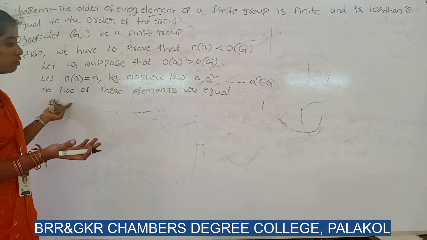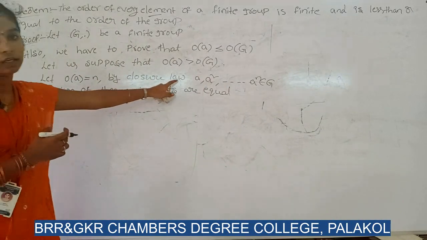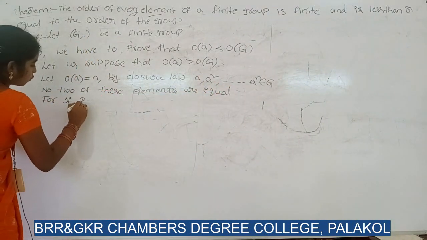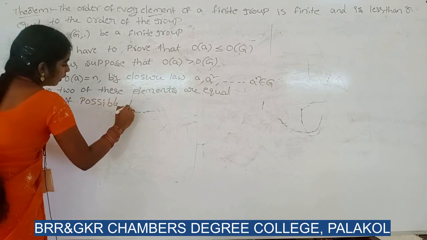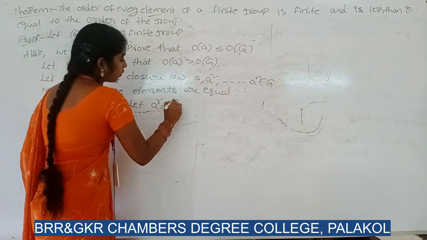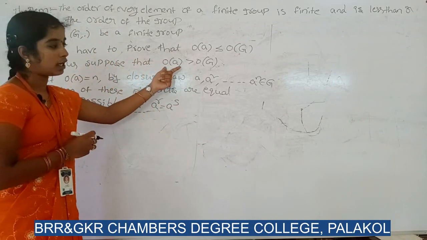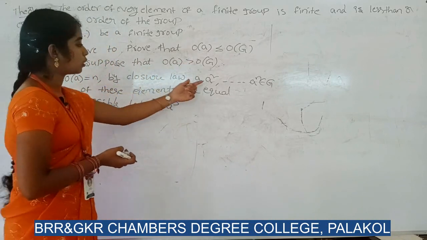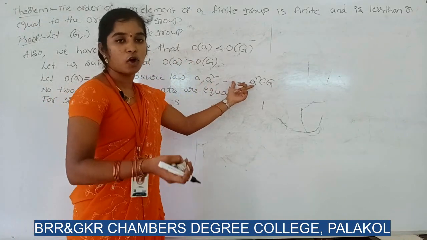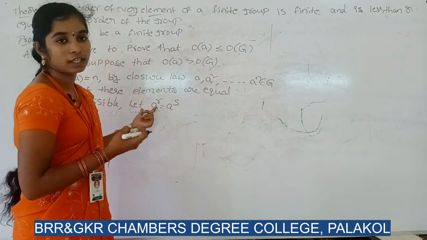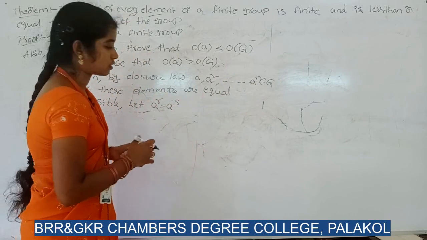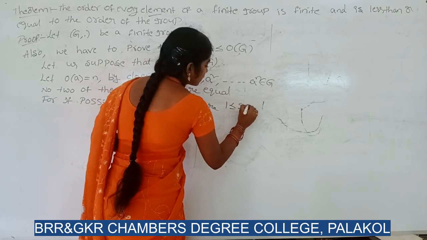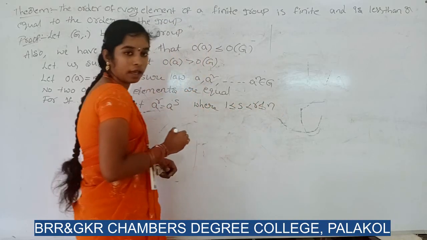For if possible, suppose two of these elements are equal. Let a power r equal a power s, where 1 is less than or equal to s, less than r, less than or equal to n.